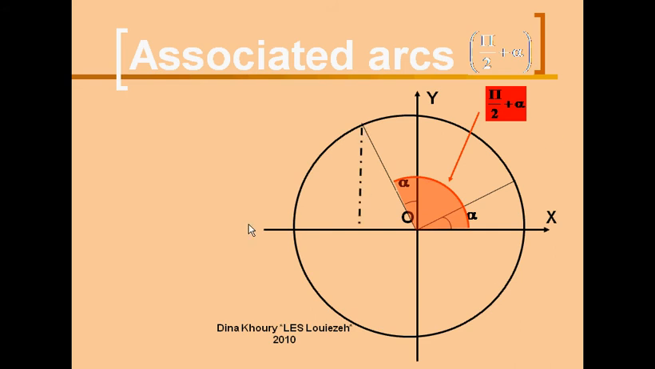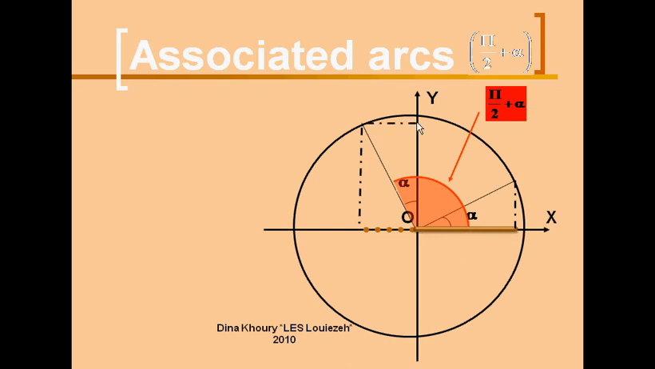Now we project on the cosine axis this point, which is the intersection of the side of angle pi over 2 plus alpha with the trigonometric circle, and we have this segment on the cosine axis which represents the cosine of pi over 2 plus alpha. We project this point, which is the intersection point of the side of alpha with the trigonometric circle, and we get the cosine of alpha to be this segment. As you notice, these two are not equal.